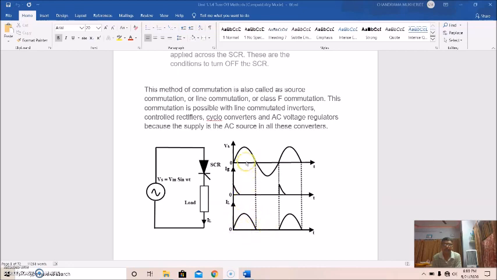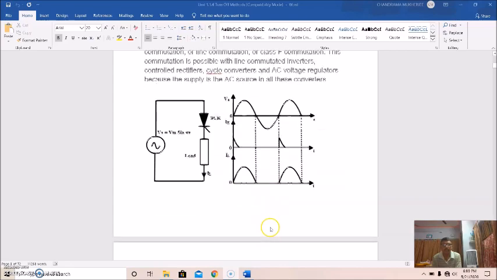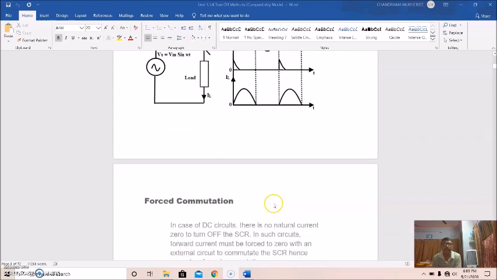You see the load current at this point. The voltage naturally goes to the next negative half, so that means the current automatically goes to 0, and a reverse voltage is also applied across the thyristor during this negative half cycle. As a result, the thyristor is commutated. So this is known as natural commutation.